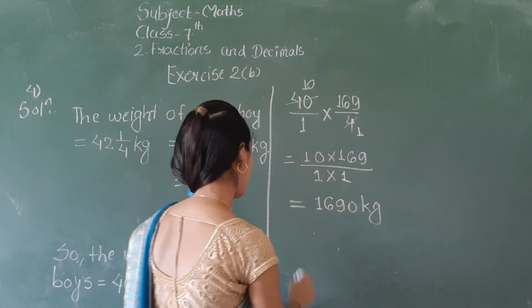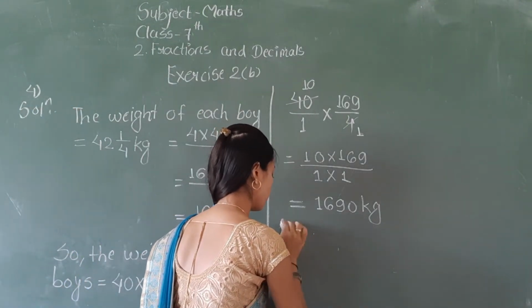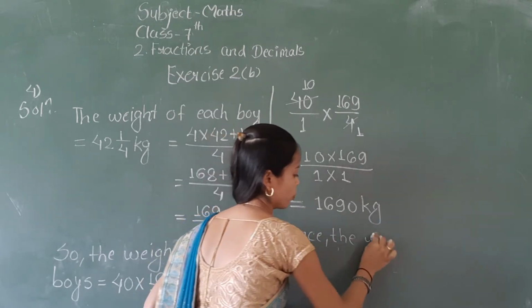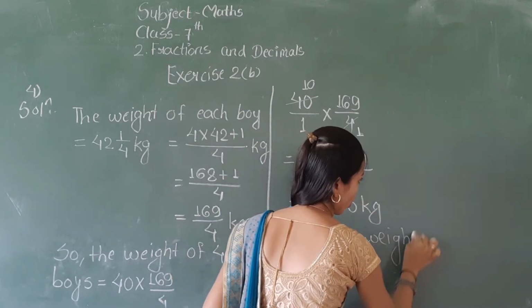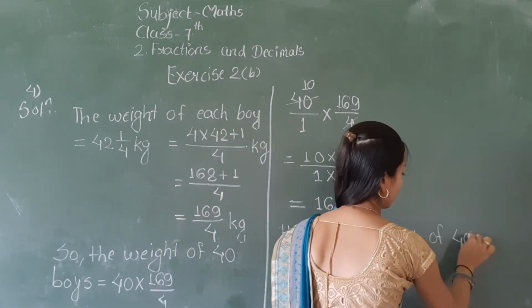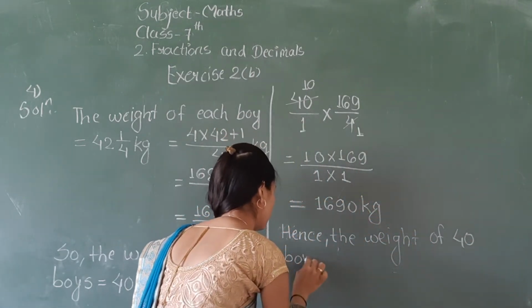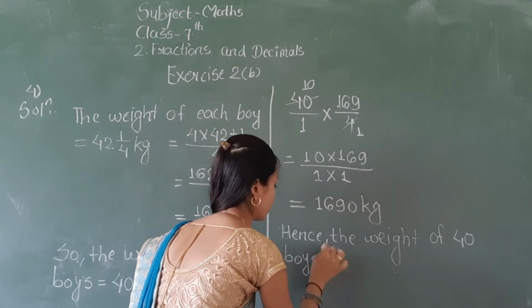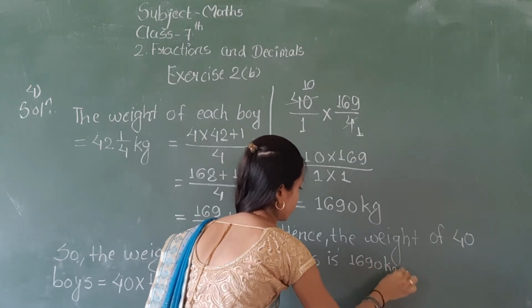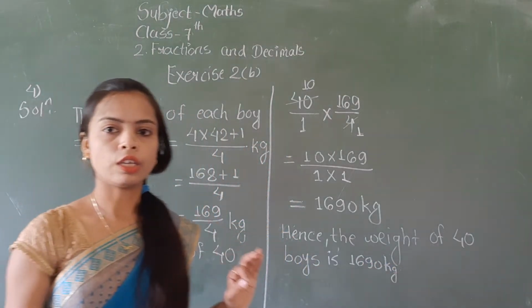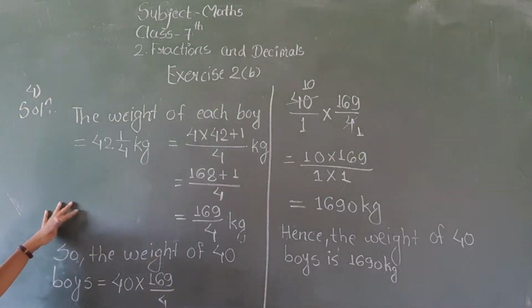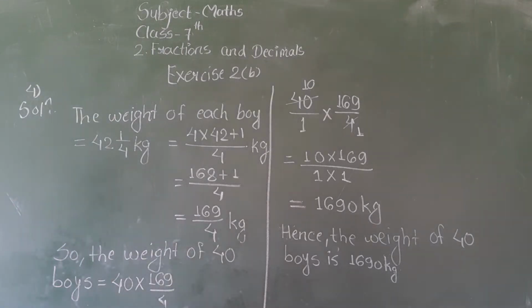So in the last we write: hence the weight of 40 boys is 1690 kg. Now here we completed our solution of question number 4. So take a screenshot or write it down in your notebook.